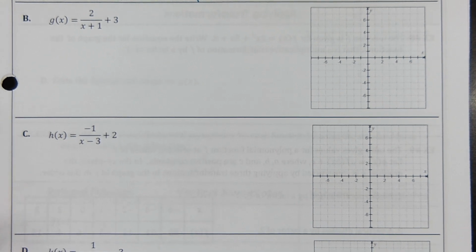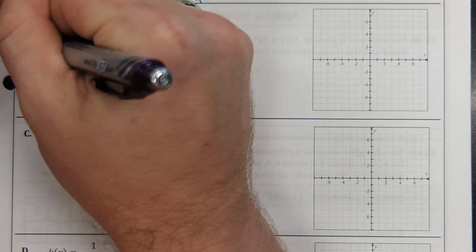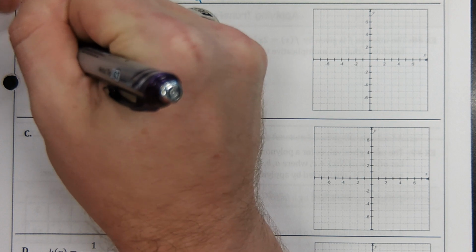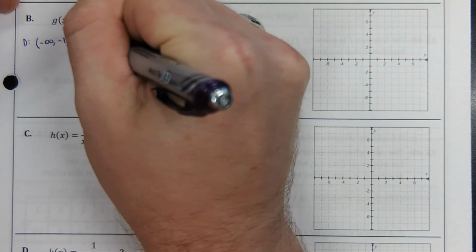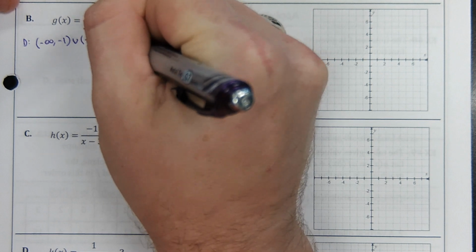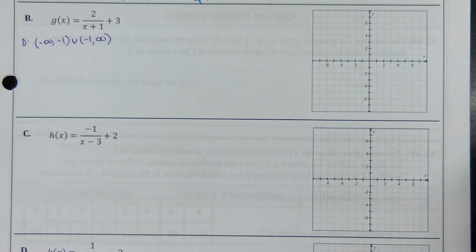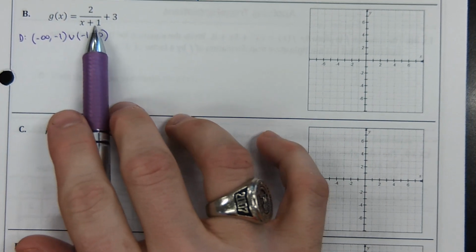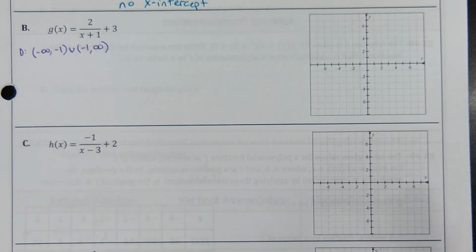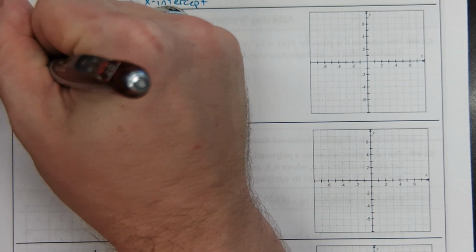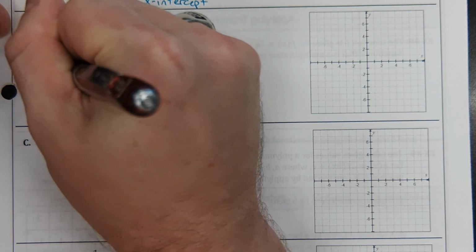First things first is domain. You're not allowed to divide by 0. What makes the bottom equal 0? -1. So our domain is everything except for the number -1. You know why? Because that's the new vertical asymptote. Your graph has been shifted left 1. This is a horizontal translation of -1. Your new vertical asymptote is x equals -1.